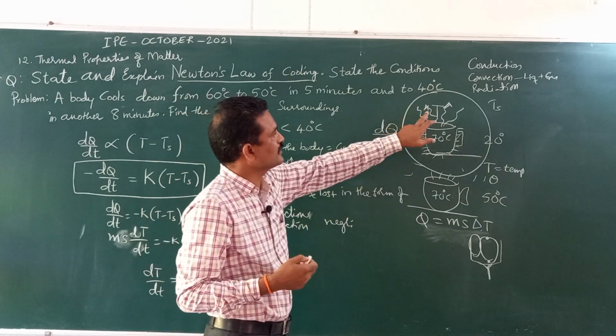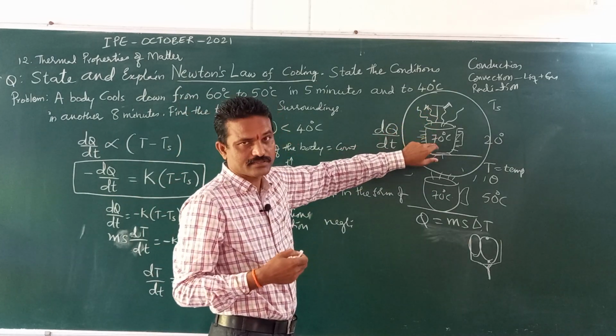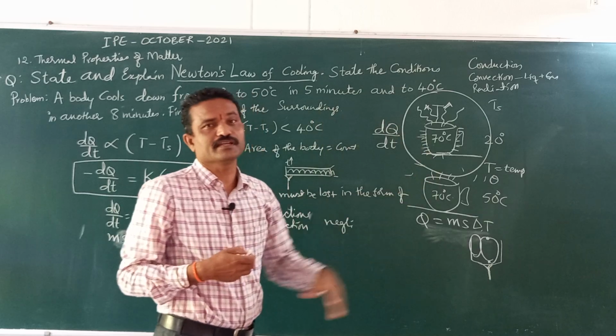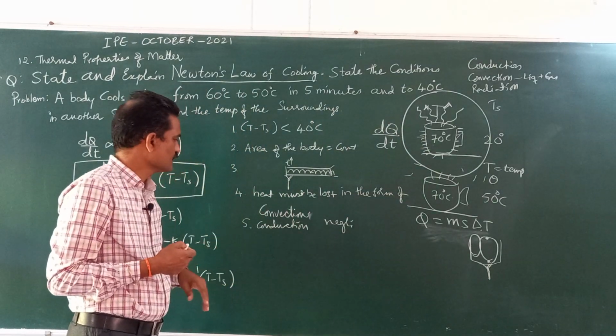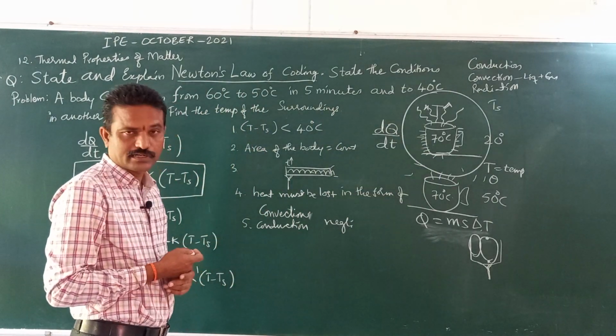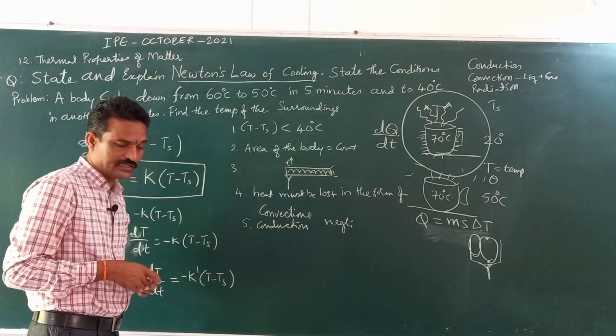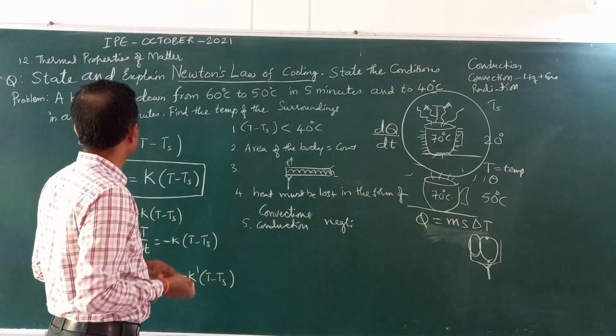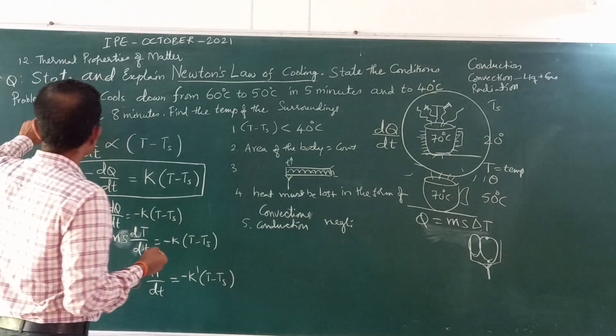So, though there are radiation and convection processes, they must be negligible, then only this is valid. So, these are the 4 or 5 conditions. If you write these 4 or 5 conditions, you will get around 6 marks. Now, in the question there is a problem.